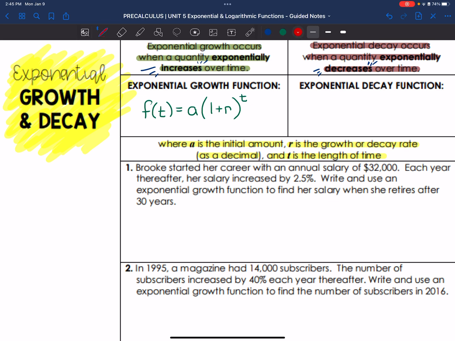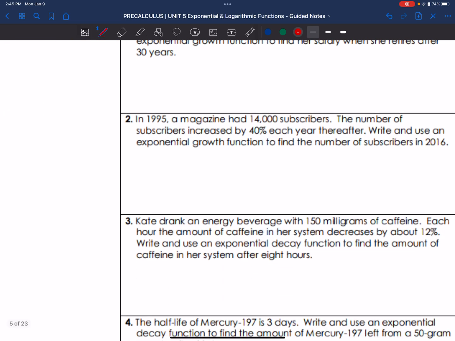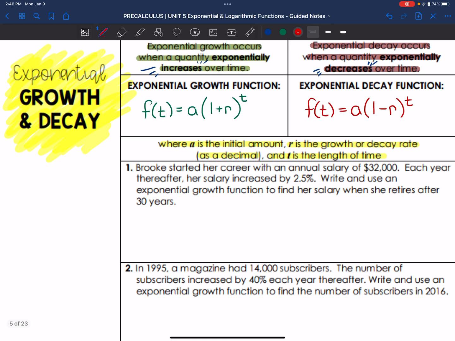Exponential decay is much like it, except that it is a function with respect to time where we have our amount, and then it is 1 minus our rate to the power of t, where t once again is time. So let's take a look at a few examples here and see if we can decide what kind of model we're dealing with, growth or decay, and then answer the very specific questions.